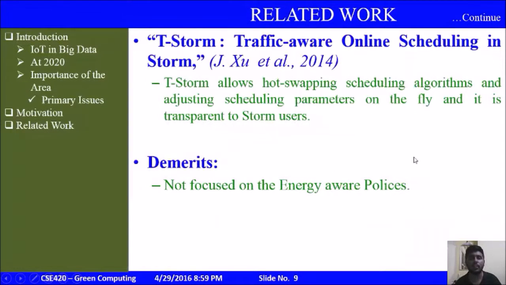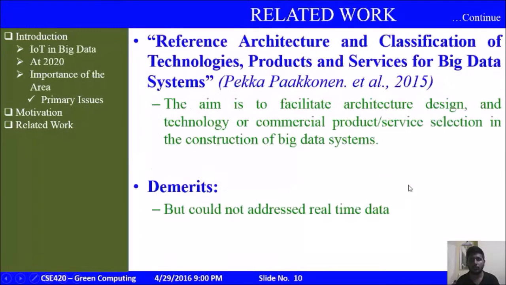The other related work was T-Storm, Traffic-Aware Online Scheduling in Storm. This was given by Xu et al. in 2014. It explains that T-Storm allows hot swapping scheduling algorithms and adjusting scheduling parameters on the fly, and it is transparent to Storm users. The demerit of this work was it didn't focus on energy-aware policy.